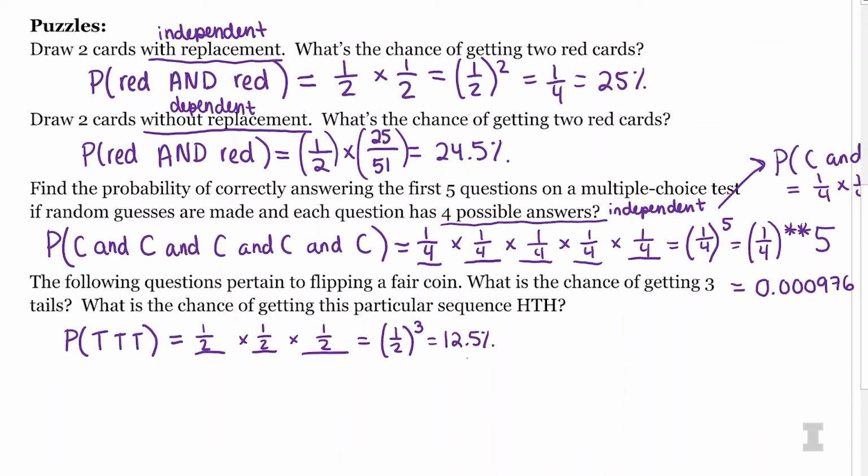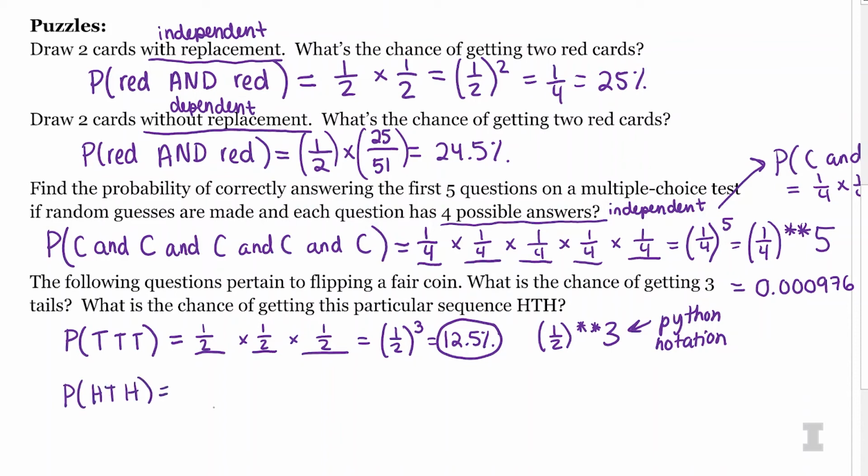12.5%. That looks good. And again, if I wanted to write this in Python, I would do 1/2 double multiplication sign, double star, 3. So this is the Python notation. And it's really nice that we can just use Python directly as a calculator. There's a follow-up to this question. It says, what's the chance of getting this particular sequence? Heads, tails, heads.